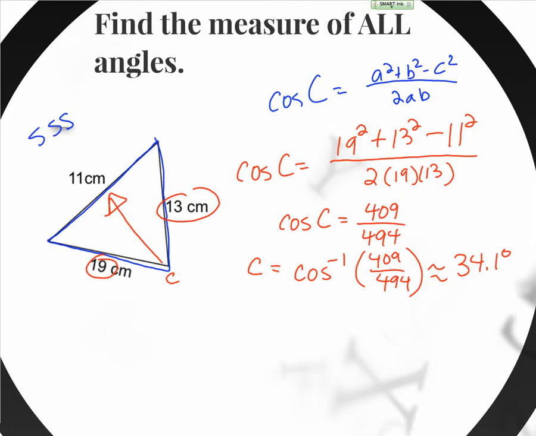I want you guys to find angle B on your own. So kind of repeat that process with angle B. You'll have to have the 11 and the 19 first, and then it has to be minus the 13.